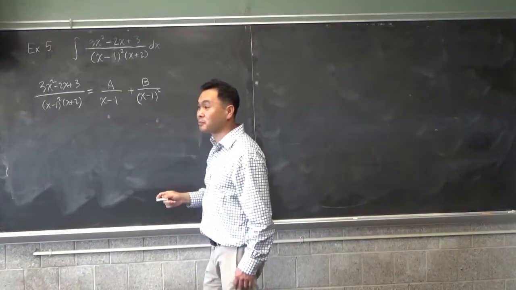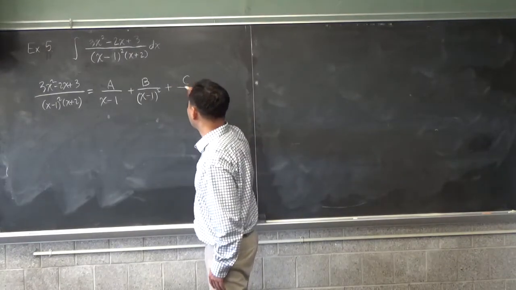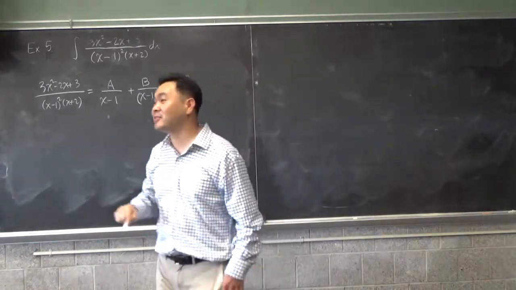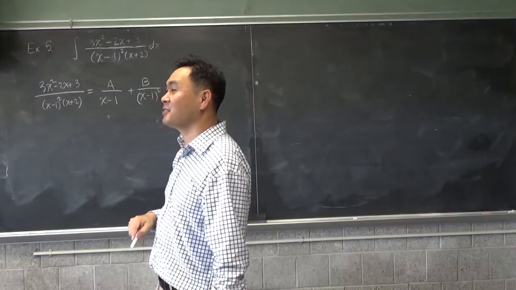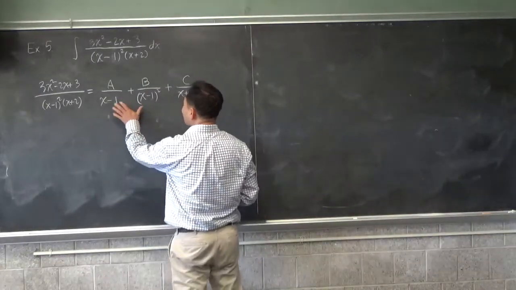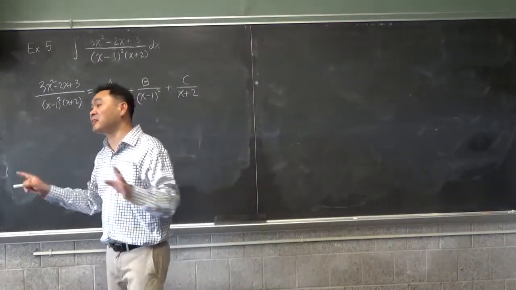So now we write minus 3 over x plus 2, plus C over x plus 2, yes. If I have my variables different, like if I switch my A and B, that's fine. At the end of the day, you get the same answer.